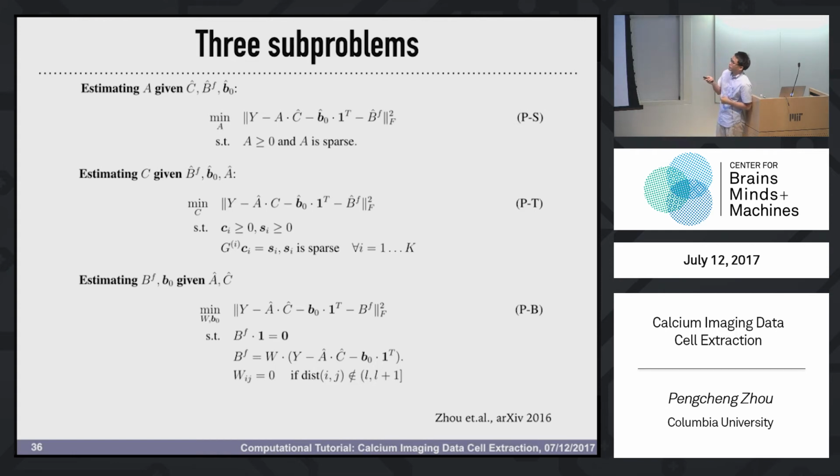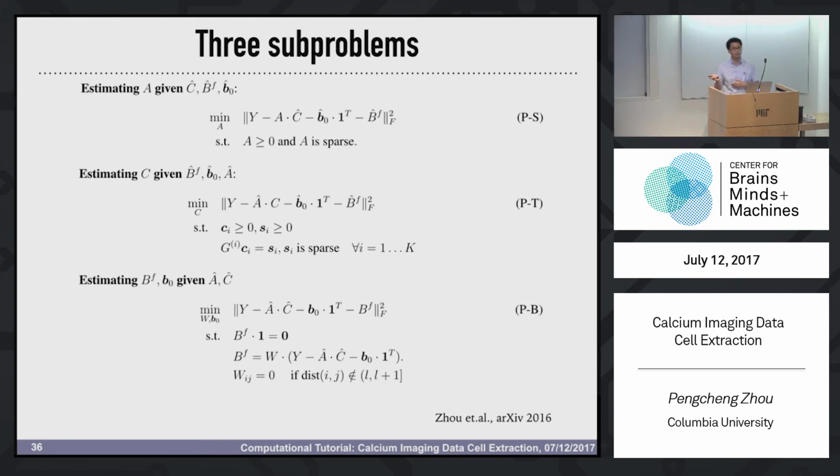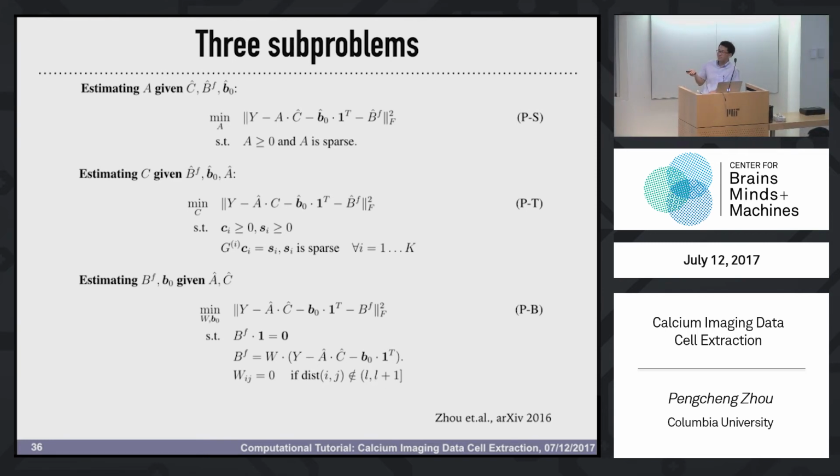So the 3 subproblems are: estimating A given C, B, and B0. That means we fix the neural temporal activity, fix the background, and we only update the neuron shapes. The next problem is estimating neural activities by fixing the background and the neuron shapes. And the last one is fixing neuron shapes and the neural temporal activity, and then updating the background. All these 3 subproblems can be easily solved, and by iteratively updating variables C, A, and B, we can solve the optimization problem here.